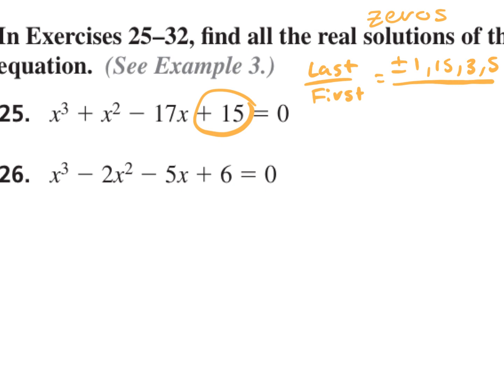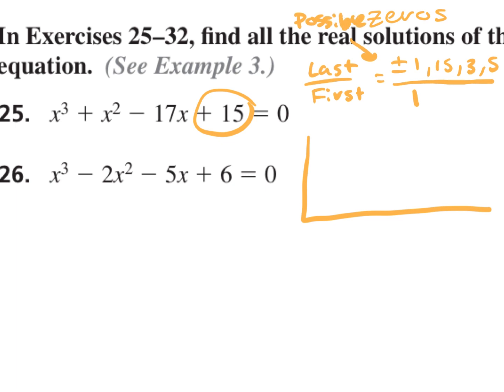What's factors of my first term? 1. Your first term will always be 1. It'll just make these the whole numbers. So I have to do synthetic division to test and see which one works. So these are my possible solutions.